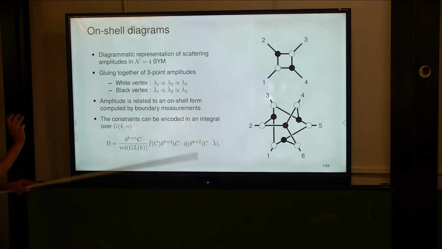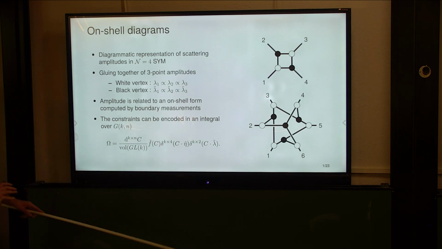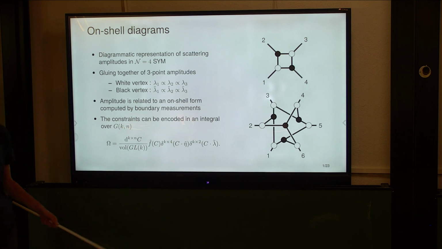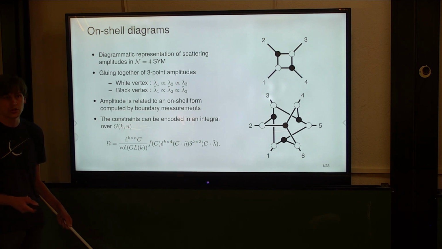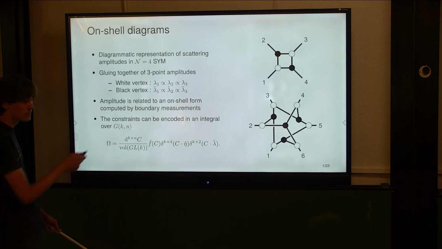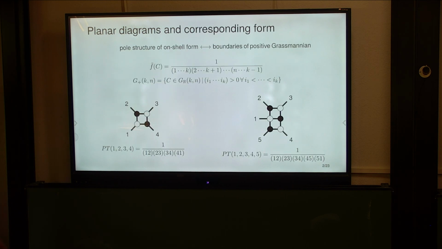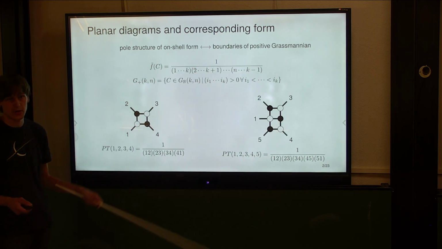Very quickly, we will get rid of this physical motivation and focus mainly on the mathematical objects that come out of it, which are the corresponding differential forms, which you can get in a variety of ways, one of which is by doing some boundary measurement procedure on these diagrams. This is pretty well understood for planar diagrams, for which we find that the pole structure of the on-shell form corresponds to the boundaries of the positive Grassmannian.